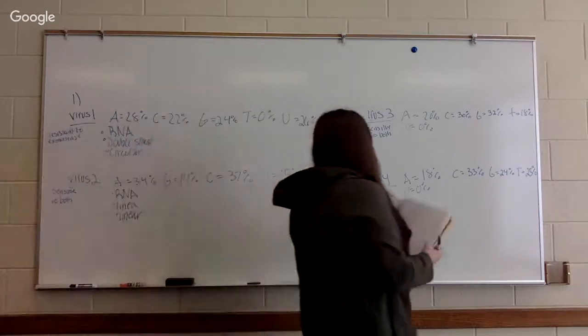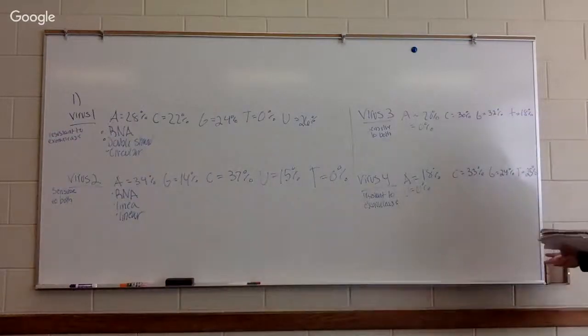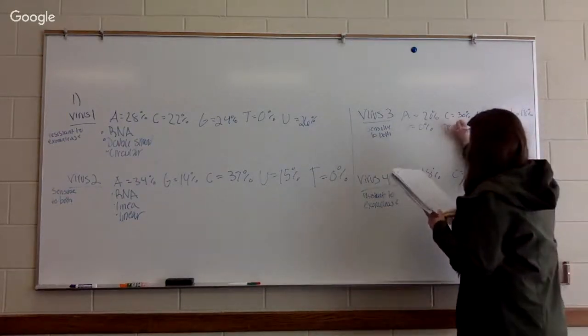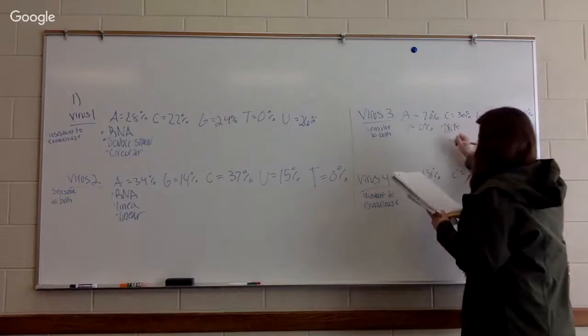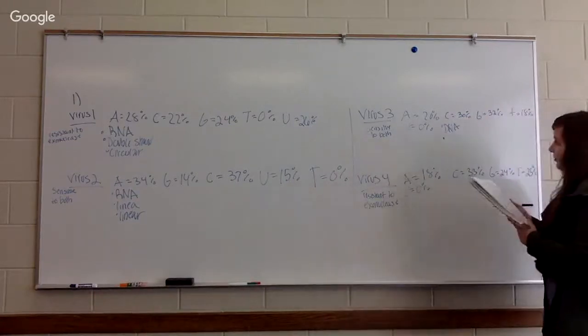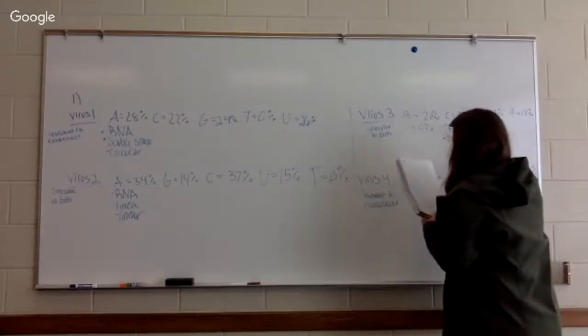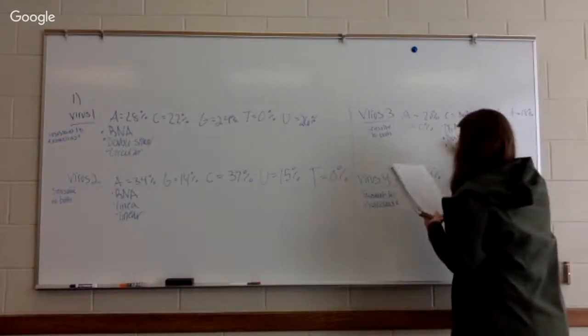For virus 3, we have 20%, 30%, 32%, and 18%, U having 0%. So it's going to be DNA. The percentages are also very similar, so it's going to be double-stranded. And it's sensitive to both, so it's going to be linear.